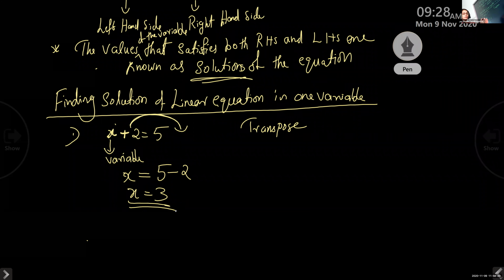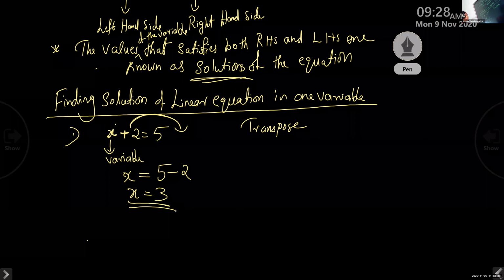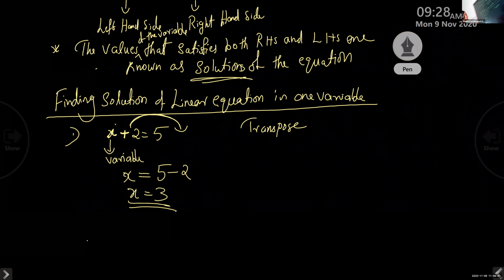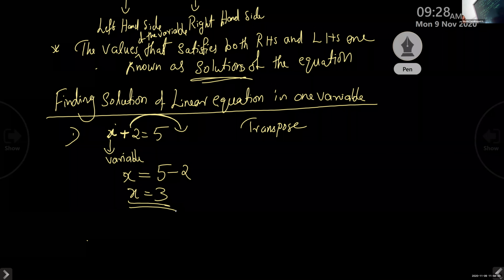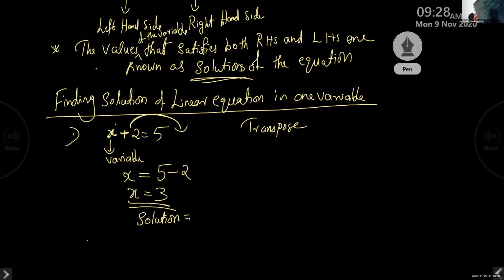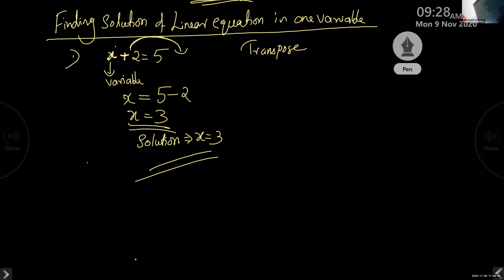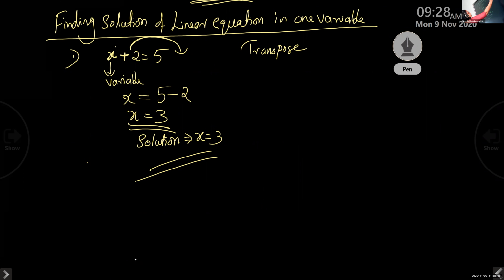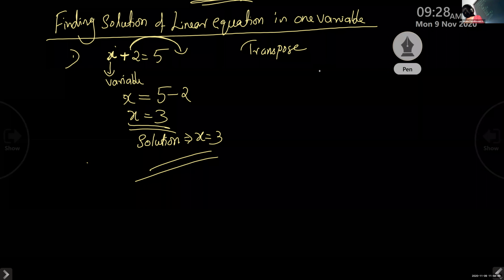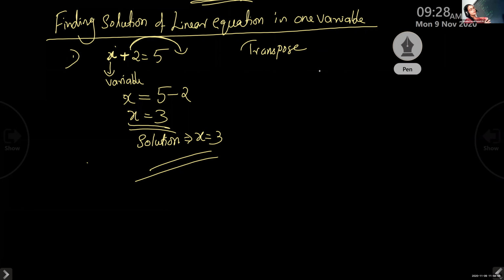So keep all the variables on one side, transpose all the constants to the other side, then do some calculations. Here 5 minus 2 is 3. So the solution of the given equation is x equal to 3. Write this one. Finding the solution, we will ask "solve". Solve means find the solution.